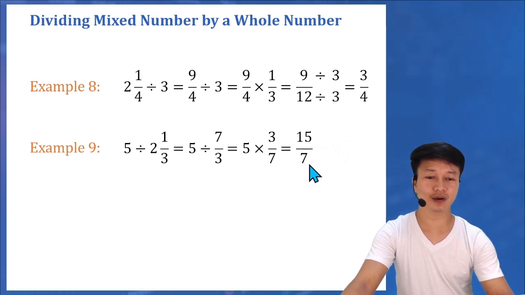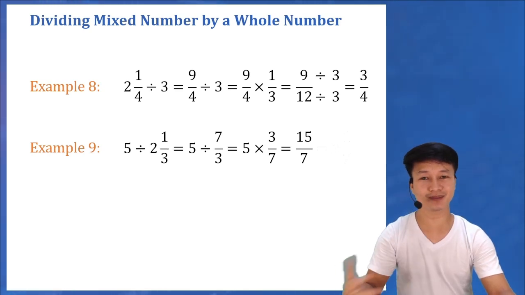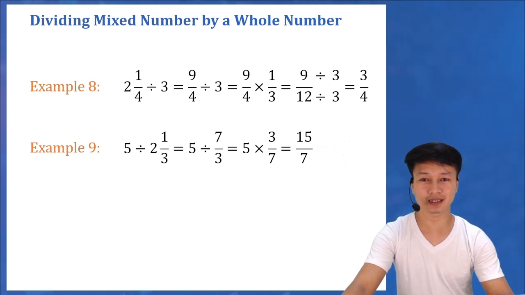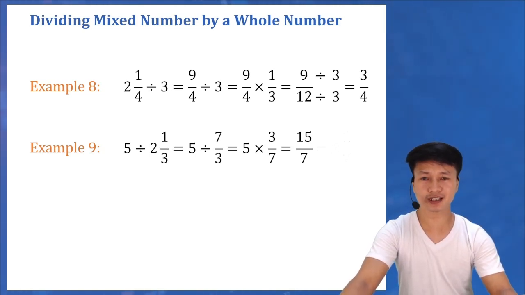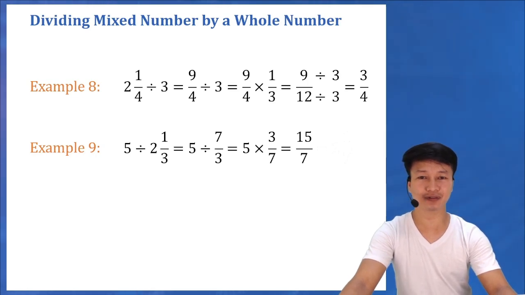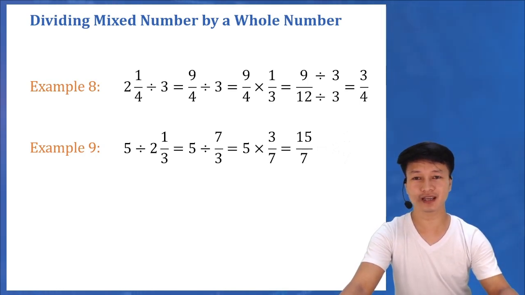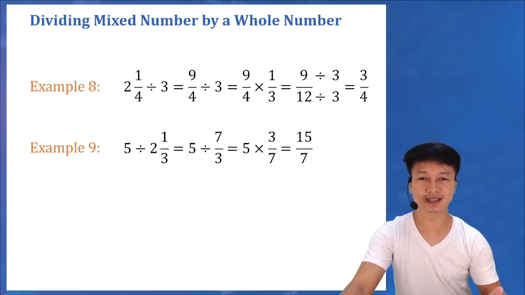But again, 15 over 7 is an improper fraction, and so it is advisable to convert that into its equivalent mixed number. Pero there are situations na hindi na kailangang i-convert into mixed number yung na-obtain nating improper fraction. But for the sake of this tutorial, since nasa basic math pa naman tayo, we are going to convert 15 over 7 into its equivalent mixed number.